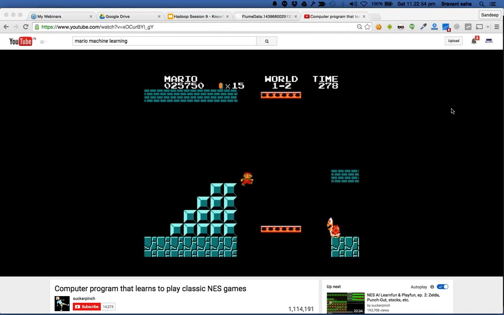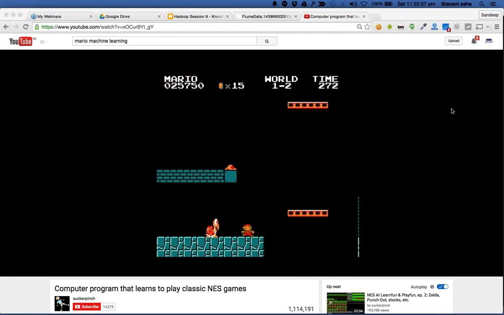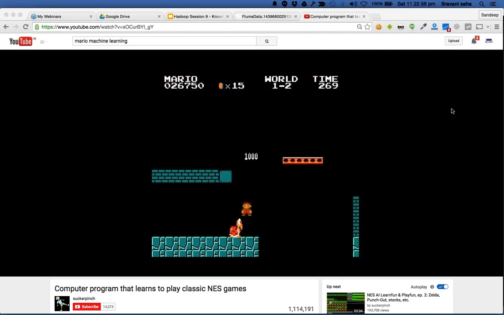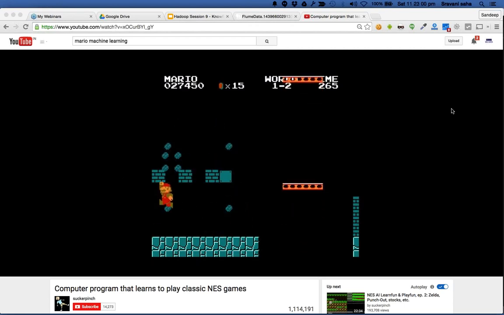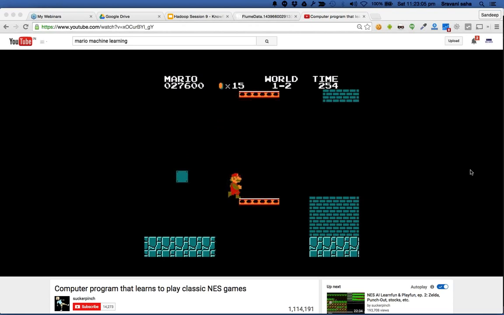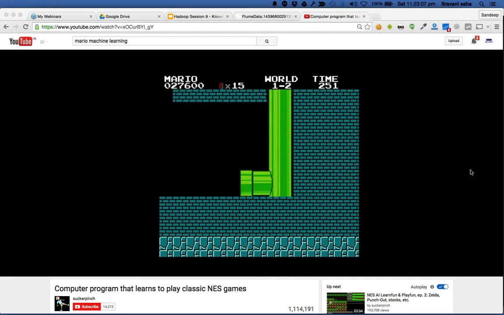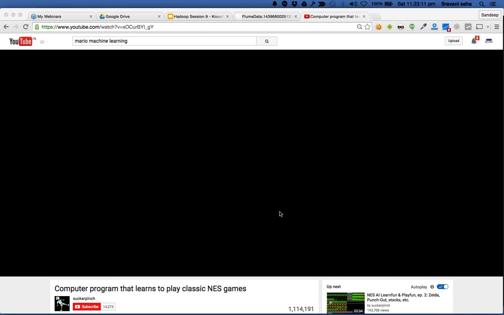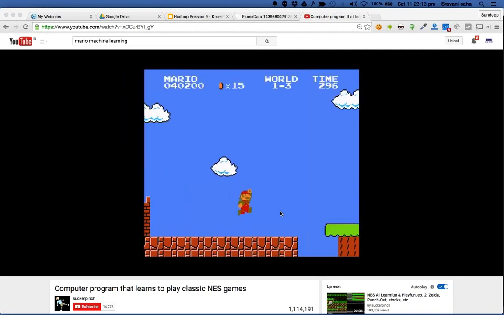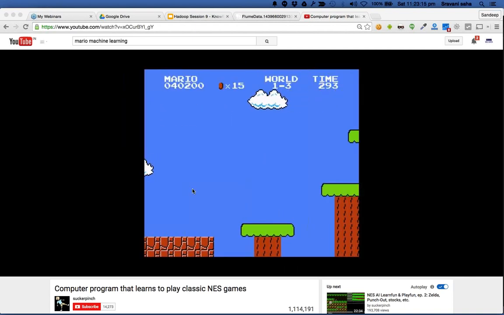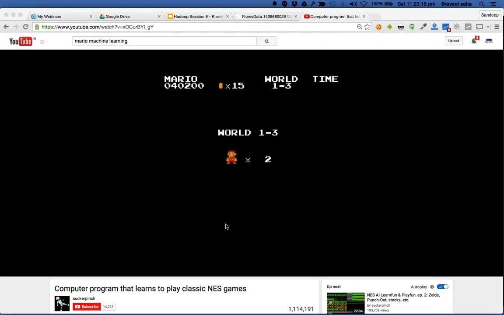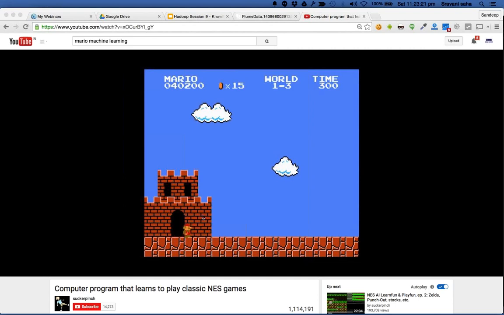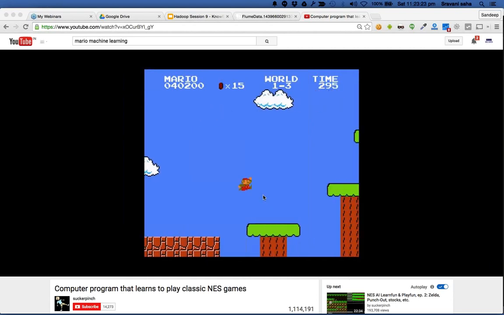See that? It's playing extremely fast. Look at that. So it's playing extremely fast and extremely well. Now for some reason it has jumped here. Basically it has figured out that falling is useful because it gets the next life and does a better job.